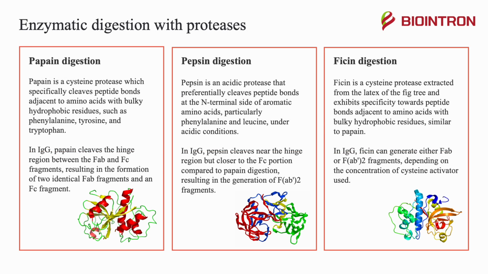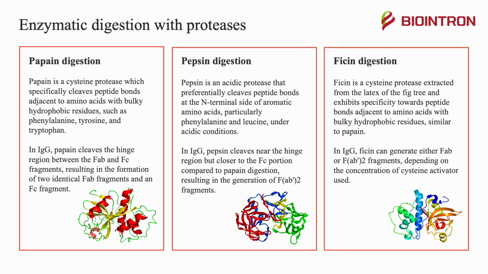The most common method of producing Fab, Fab2, and Fc fragments is via enzymatic digestion, with proteases such as papain, pepsin, and ficin. First, we can start with papain digestion. Papain is a cysteine protease which specifically cleaves peptide bonds adjacent to amino acids with bulky hydrophobic residues such as phenylalanine, tyrosine, and tryptophan. In IgG, papain cleaves the hinge region between the Fab and Fc fragments, resulting in the formation of two identical Fab fragments and an Fc fragment.